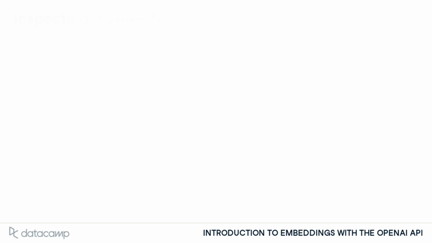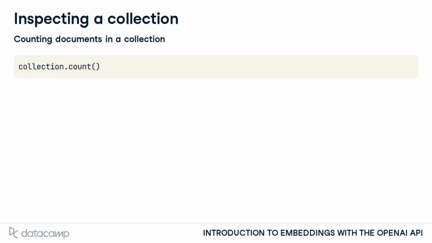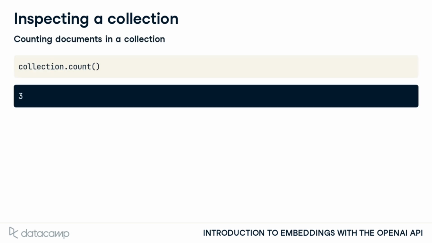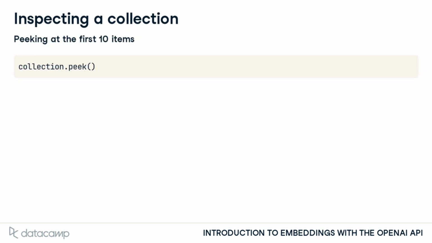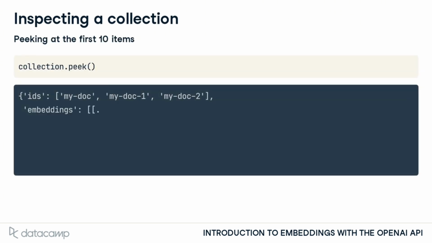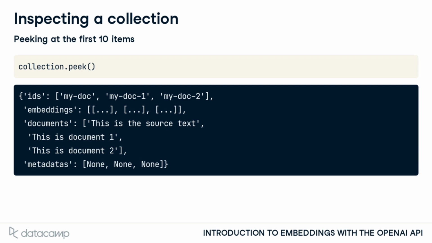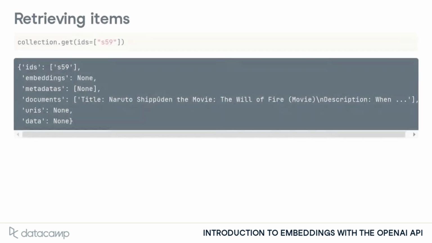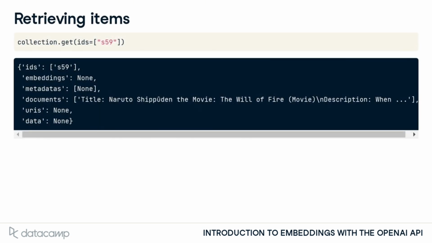documents. After inserting documents, we can inspect the collection with two methods. Collection.count will return the total number of documents in the collection, and collection.peek will return the first 10 items in the collection. As we can see, the embeddings were created automatically when we inserted the text. We can also retrieve particular items by their ID using the get method.